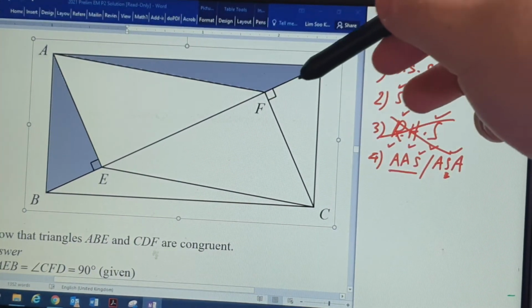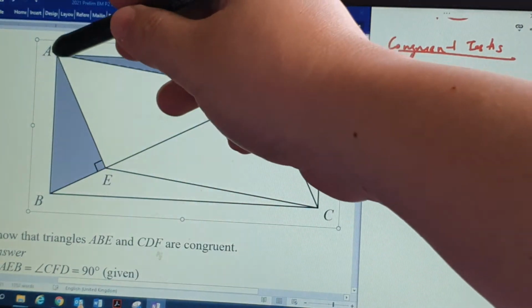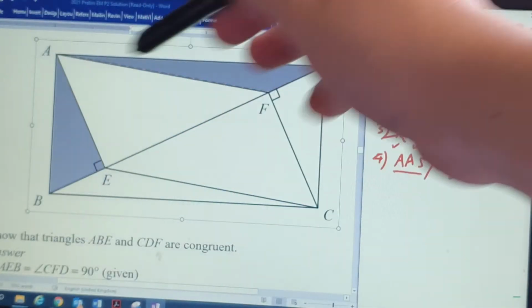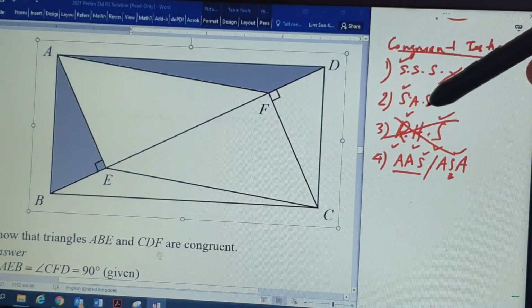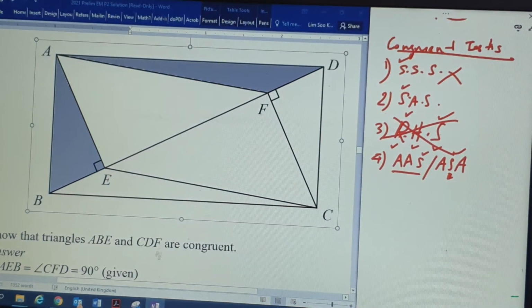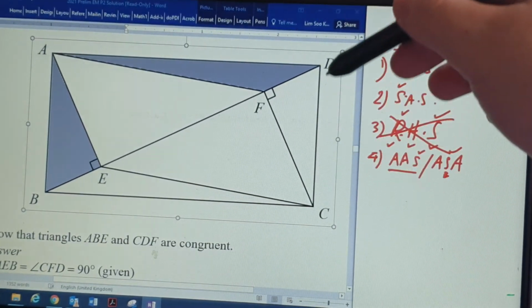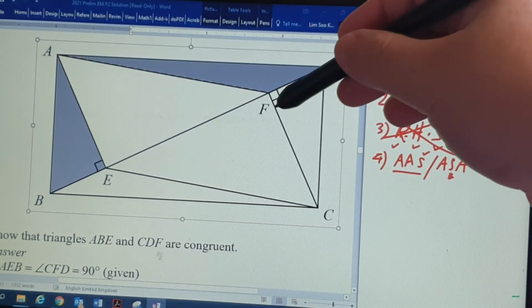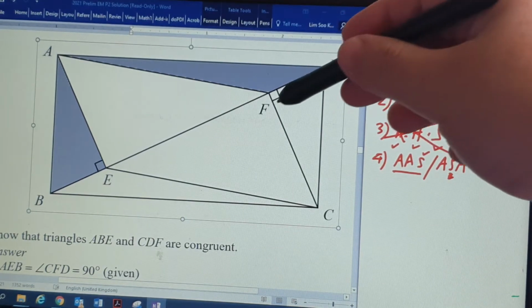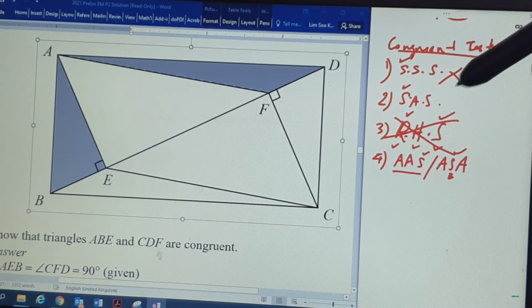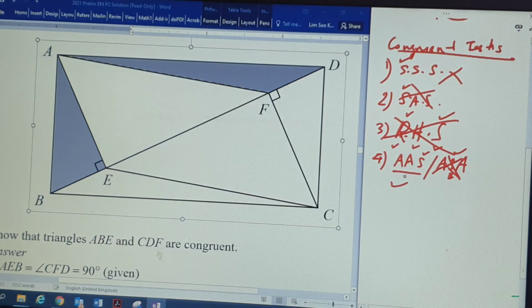Can you see it is alternate angles, because this is a rectangle, so of course these two sides must be parallel, right? So we have one more angle. That means it's angle, angle, side. Can you see that the side is not in between these two known angles? So we don't say ASA, we say AAS. So the one to use is this one here.